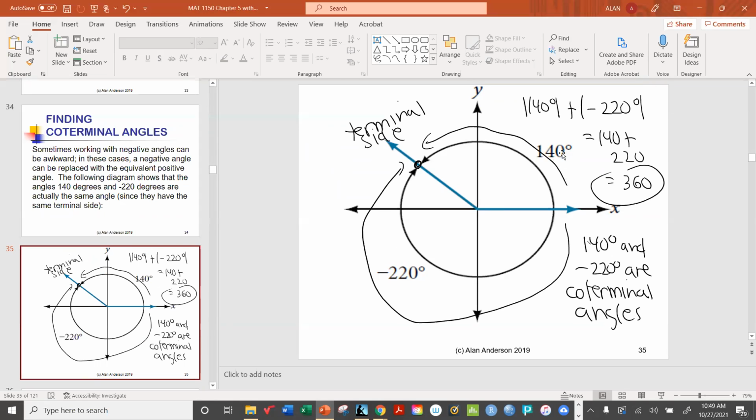So if you took the sine of 140, it should give you, in fact, let's prove this on our calculators. The sine of 140, I don't know what it is, but let's find out. The sine of 140 is approximately 0.6428. If I do the same thing for negative 220, it is in fact the same thing. So the calculator is able to tell that both of these mean the same thing. Very smart calculator.